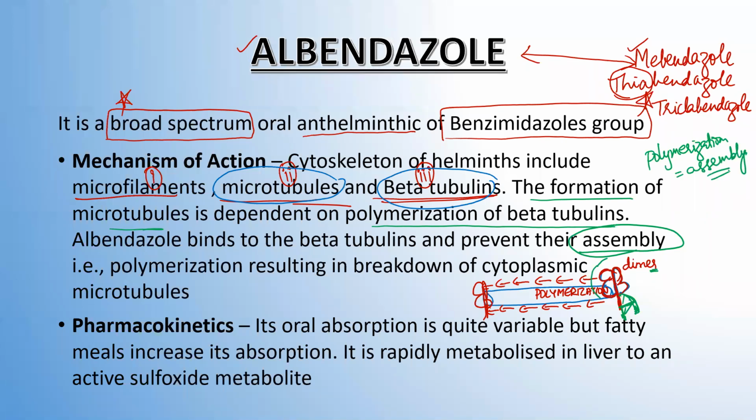So when that does not happen, it results in the breakdown of cytoplasmic microtubules. That is how albendazole acts, that is its mechanism of action, and it destroys the cytoskeletal structure of the parasite. So you need to remember microtubules and beta tubulins. Albendazole binds to the beta tubulins, and when it does that, it prevents the polymerization. When polymerization doesn't happen, the assembly of microtubules doesn't happen, and the cytoskeletal structure of the parasite fails to form. Now, after having learned the mechanism of action, let us go to the pharmacokinetics.